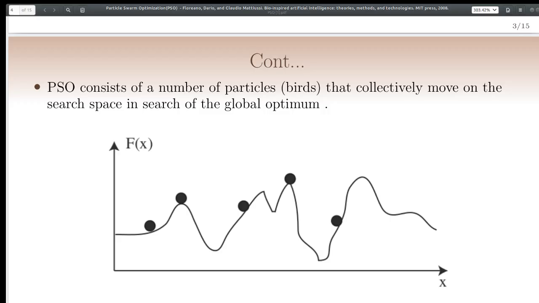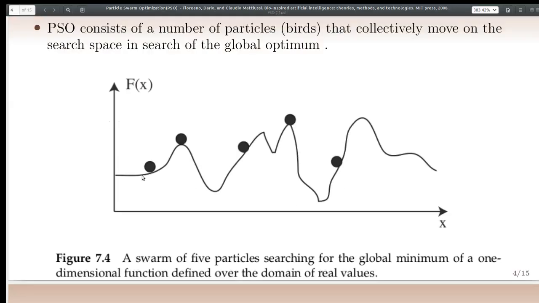So the logic that we have explained just now can be represented as a picture. Here you can see 5 particles or agents that collectively move on the search space in search of the global minima point or the global optimum point. This is actually a one-dimensional function optimization defined over a domain of real values and a single variable. Each particle or agent tries to find the global minima point.